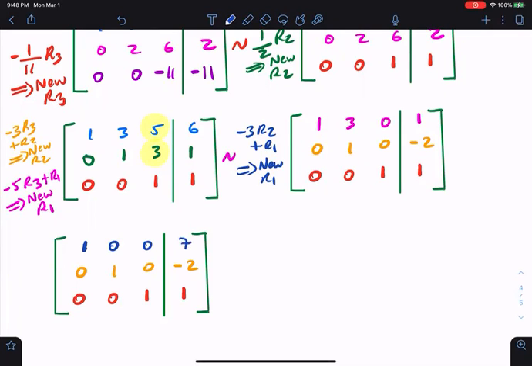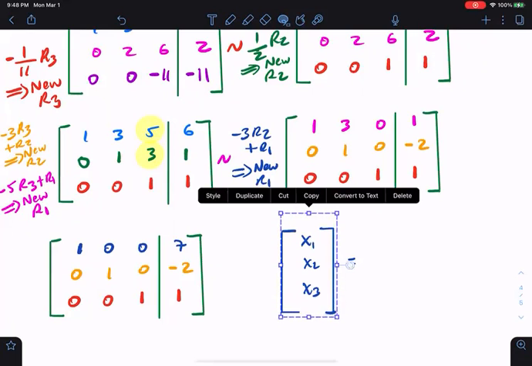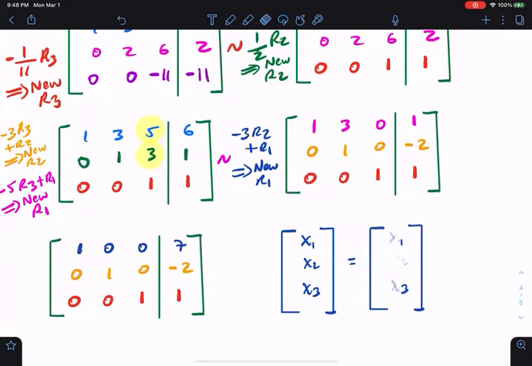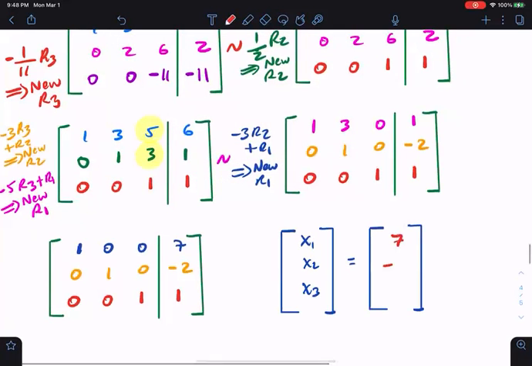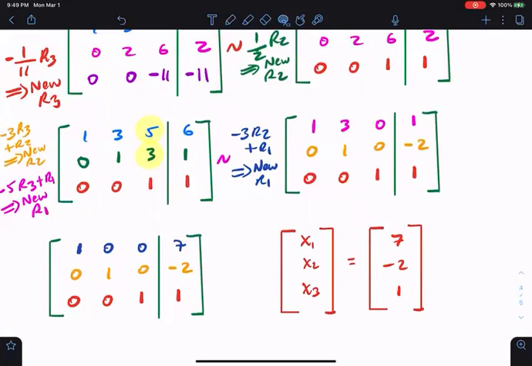So now I'm done. This is the answer for the system of equations. x1, x2, x3 equals, let me copy this, it's easier for me. Then we can get rid of these things, right? And then what's the answer? The answer will be 7, -2, and 1. And this is basically the end of this problem.